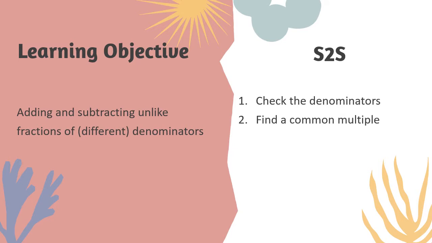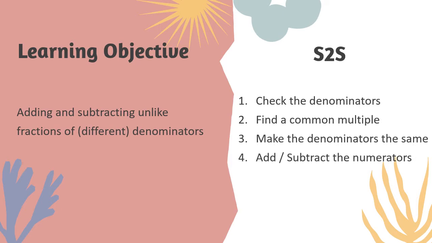Step 2, we need to find a common multiple if they are different. Step 3, we need to make the denominators the same. And step 4, we need to add or subtract the numerators. And step 5, we need to check if we can simplify or reduce our answer.